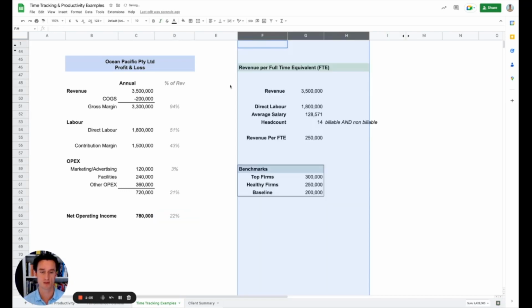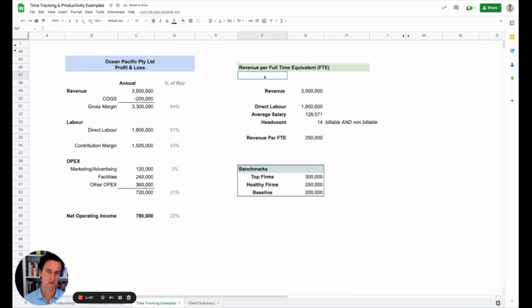So let's expand this a little bit. We're going to call it revenue per full-time equivalent, or revenue per FTE. David C. Baker, who's a great thought leader in this space, calls it billings per FTE, essentially, but it's getting at the same thing. We're looking at revenue of 3.5 million, and then we're going to have a look at what our direct labor costs are, 1.8 million. So that's all the money we brought in, and that's our entire wage bill. And all I've done is work out an average salary based on our team's headcount.